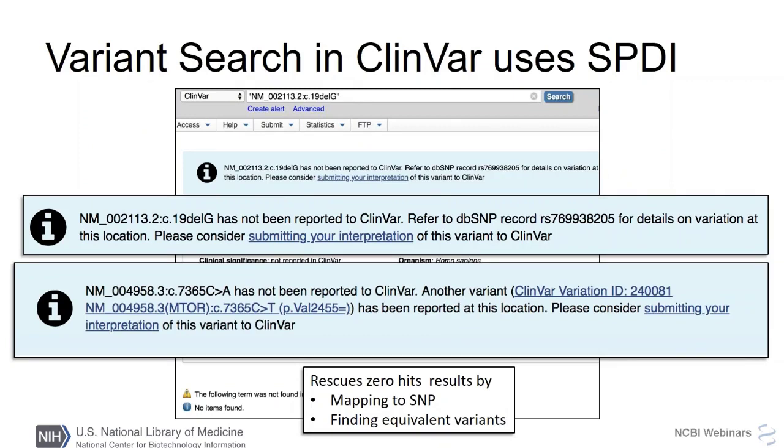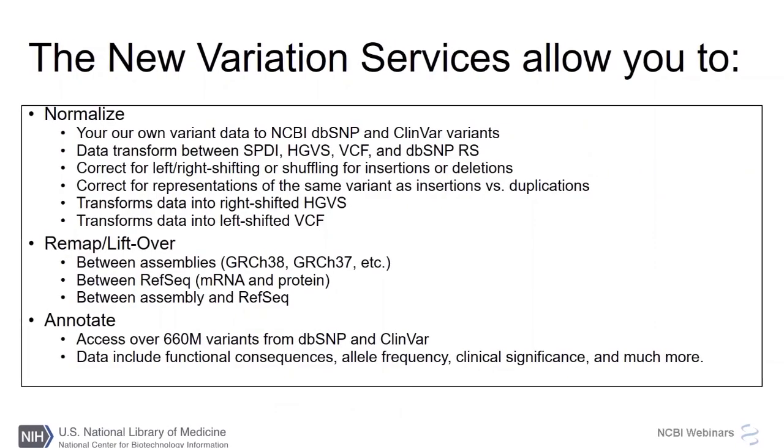If you want to see them live and in person in action, here's a place where you can see that. The variant search in ClinVar uses SPDI. If you've searched ClinVar with HGVS nomenclature recently, you'll see these kinds of things. It'll let you know that you might have a variant that's not in ClinVar, and then it will map you to dbSNP, or there might be an equivalent variant that's present in ClinVar, and it will link you to that variant.